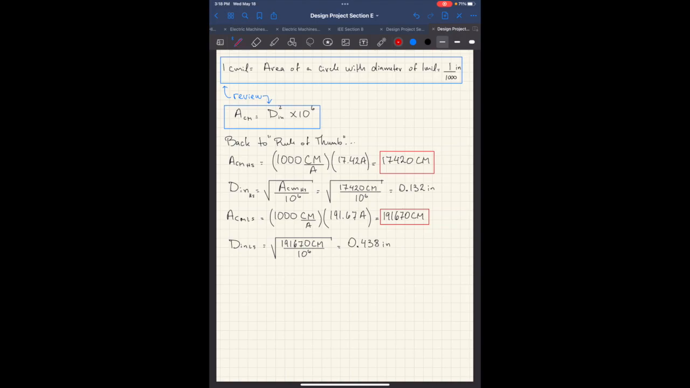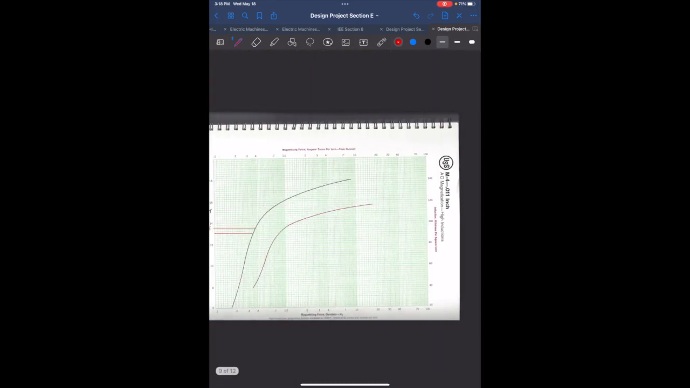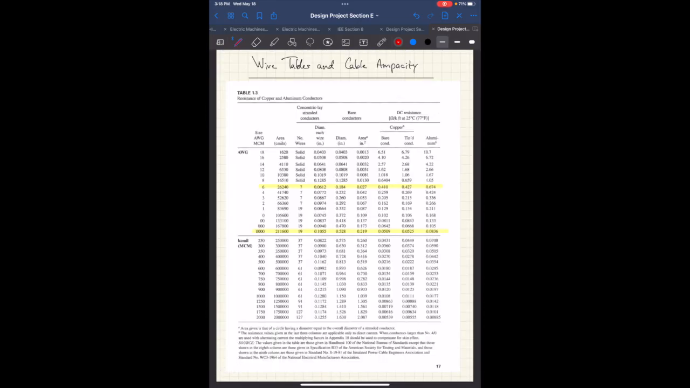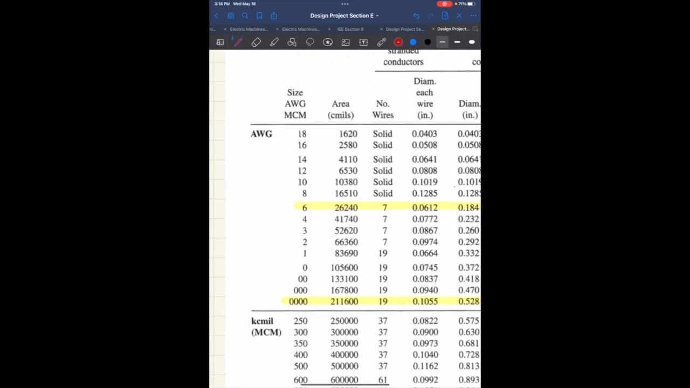So now we're going to go to the table. I'm going to give you this table from the Intro to Electrical Engineering, and we're going to find the cable that we can use. I don't know if you guys remember this, but you have several ways to measure it. You have the diameter of each wire, all sorts of stuff. Here we have something called AWG.